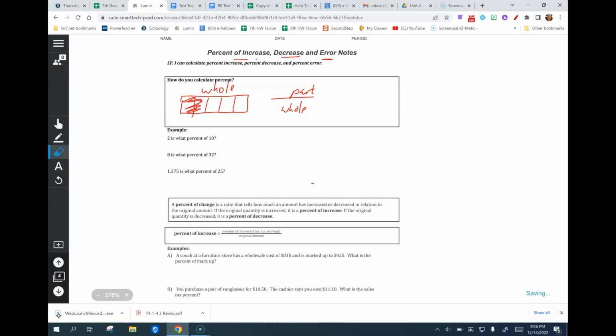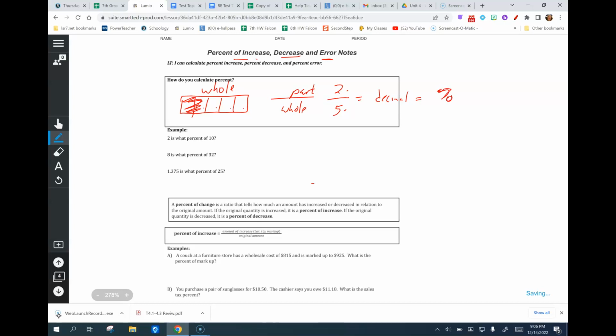Well, how much of a part do I have? I have 2 out of 1, 2, 3, 4, 5. Okay, so I have part out of the whole. I always want to do part out of the whole. And that's going to give me a decimal. And once I have a decimal, I can change it to a percent.